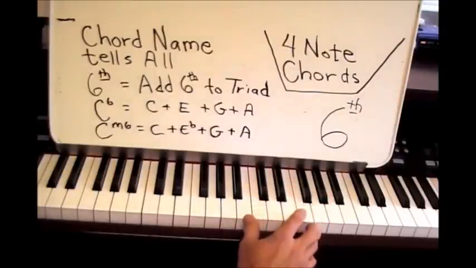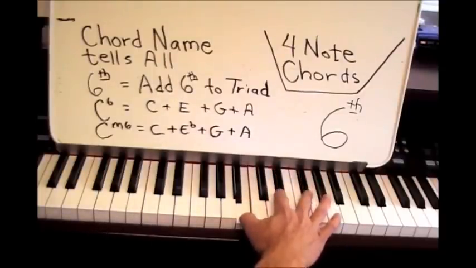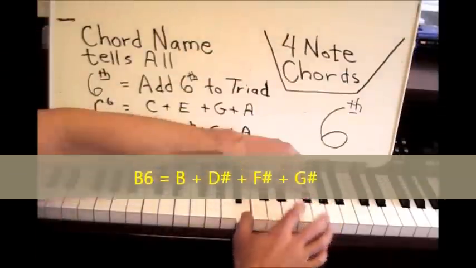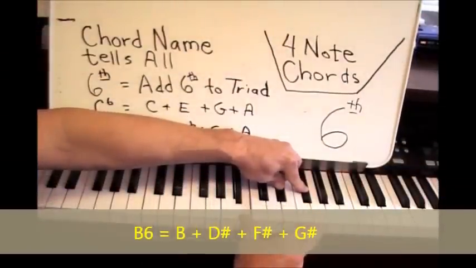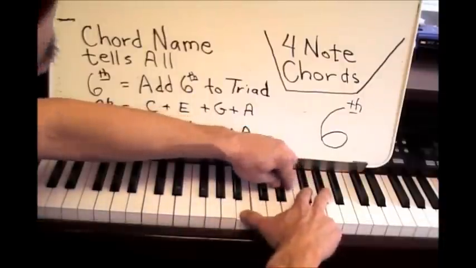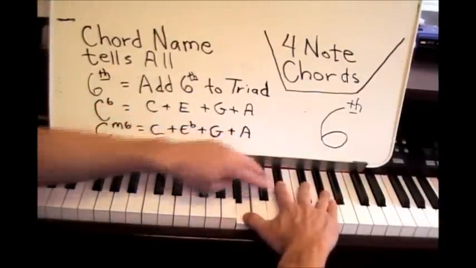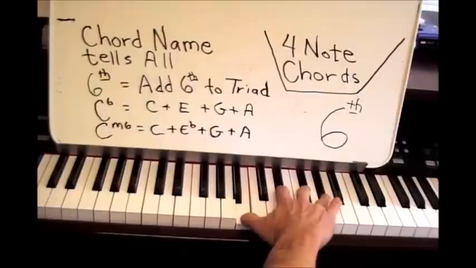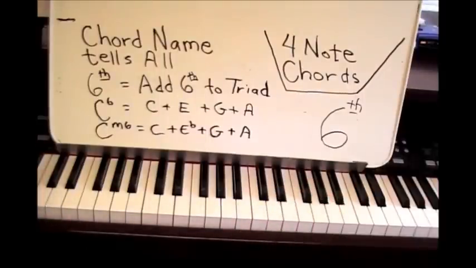And finally, if you're playing a B, B major would be B, D sharp, and F sharp. In order to add the sixth, don't add the G. You need to go all the way up to the G sharp. And here's what it sounds like. And that's all there is to sixth chords.